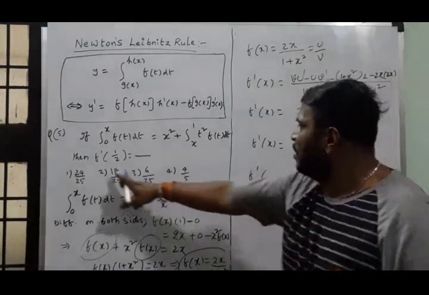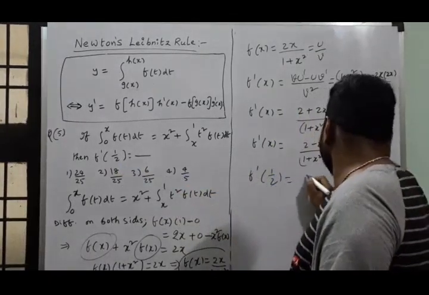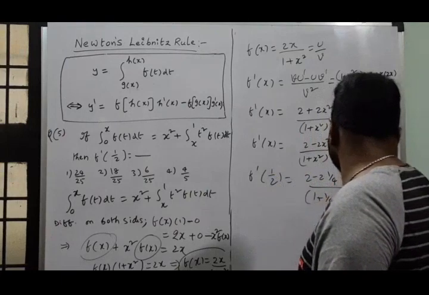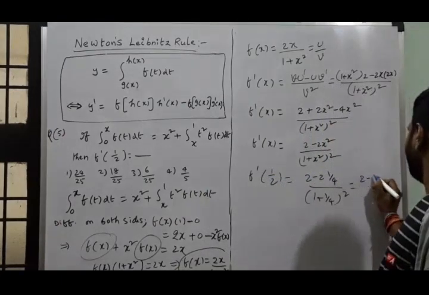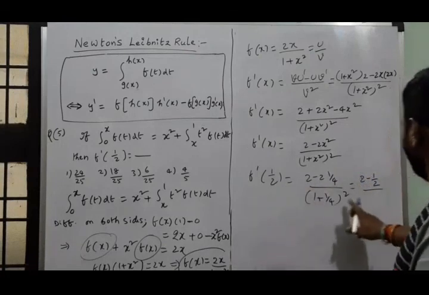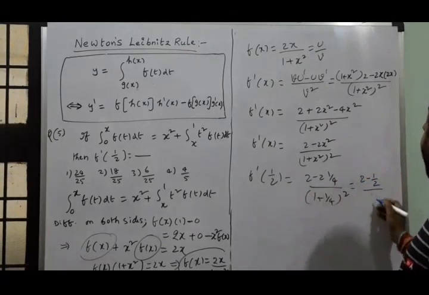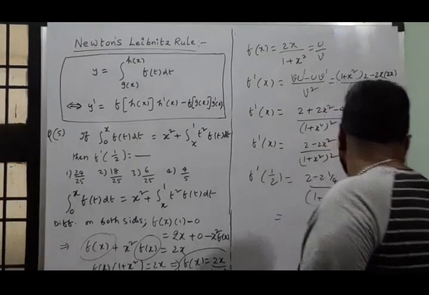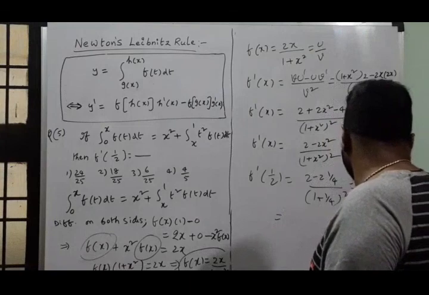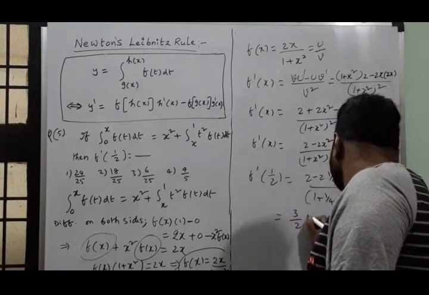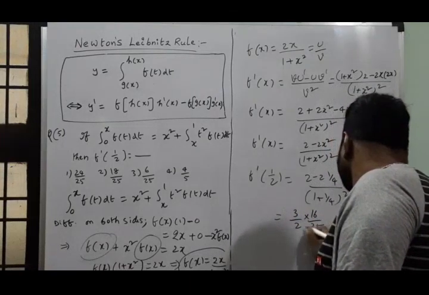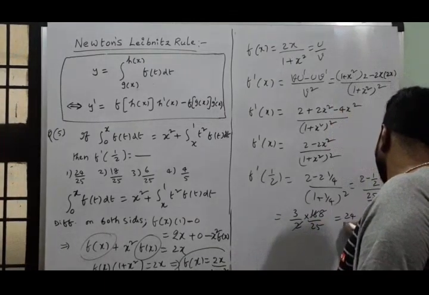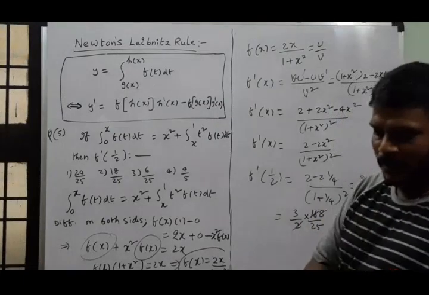Now f dash of 1 by 2 is equal to 2 minus 2 into 1 by 4, divided by 1 plus 1 by 4 whole square. Now simplify this. 2 minus 1 by 2, over 4 plus 1, 5 by 4 whole square, 25 by 16. That is equal to 4 minus 1 by 2, 3 by 2, times 16 by 25. 2 cancels, so the answer is 24 by 25.